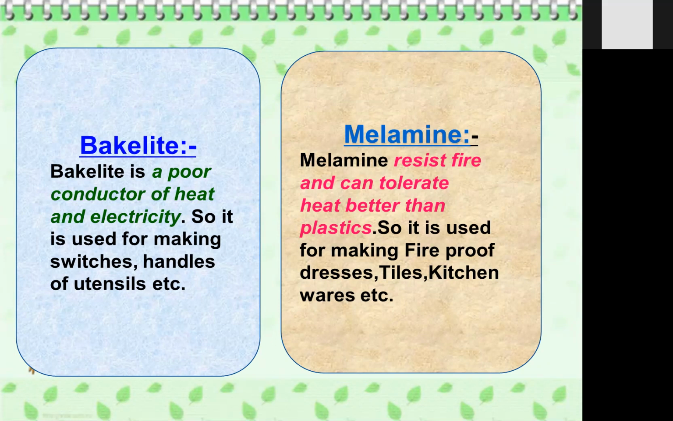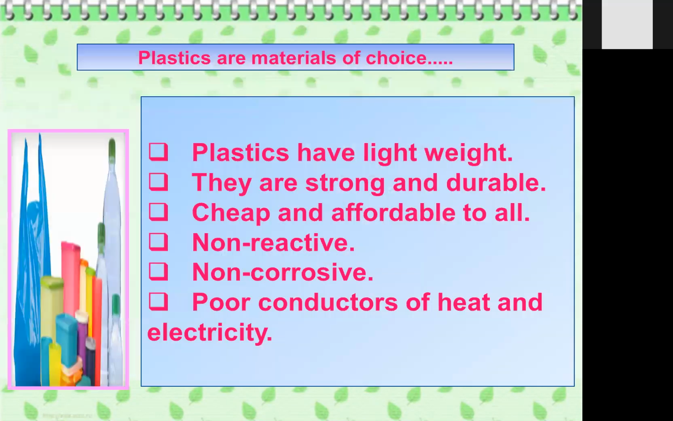Melamine is also a very useful kind of product. It is different from bakelite. This is better. Why? It can tolerate heat better than bakelite or other plastic, and it resists fire. That is the main feature melamine has. That's why it is used in the dress for firemen, the material which they use. It is used for making fireproof dresses, tiles and kitchenware, because the things you use in the kitchen should resist fire so that they do not catch fire, because you know how dangerous it can be. So that is their main function.